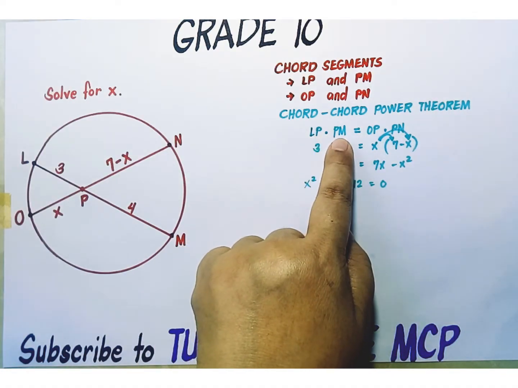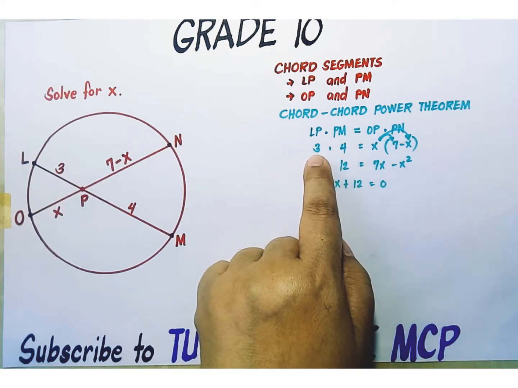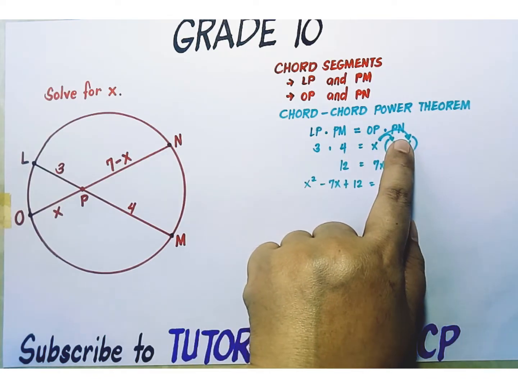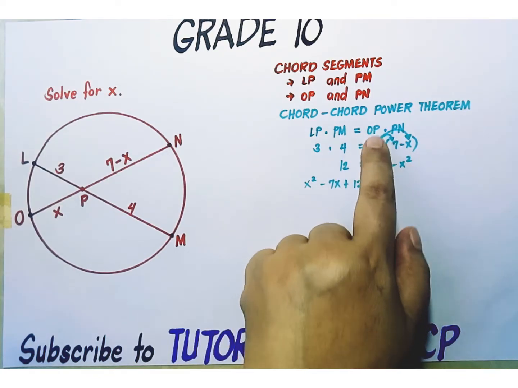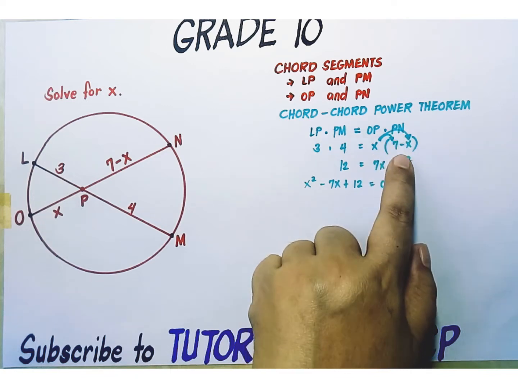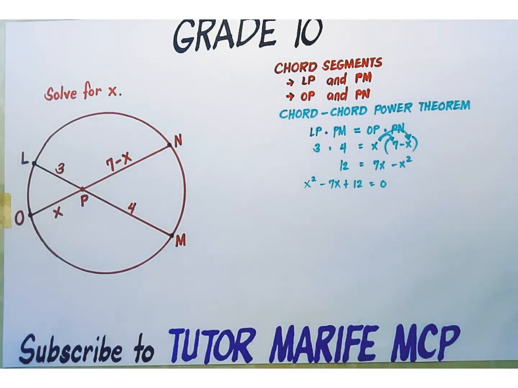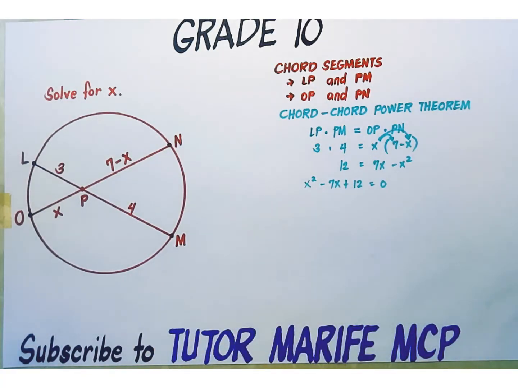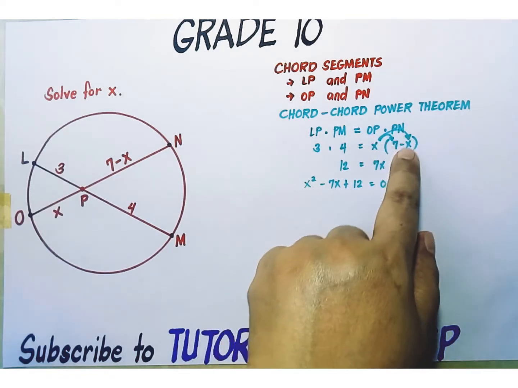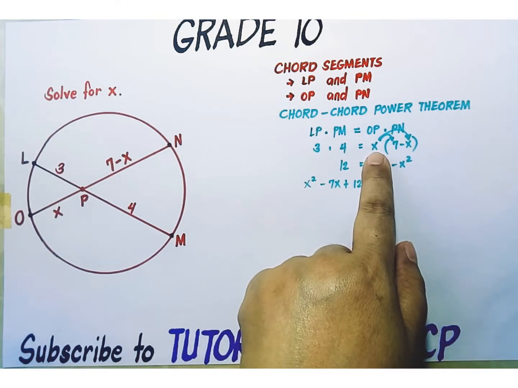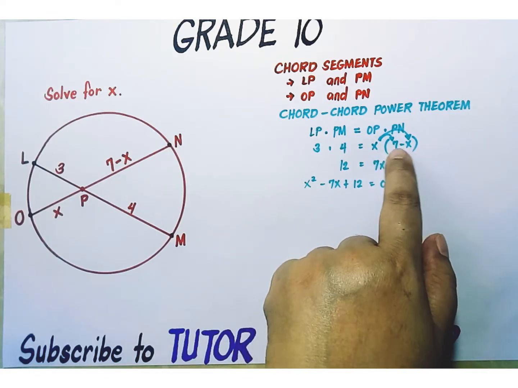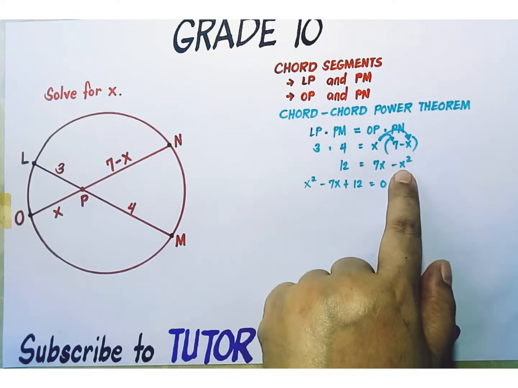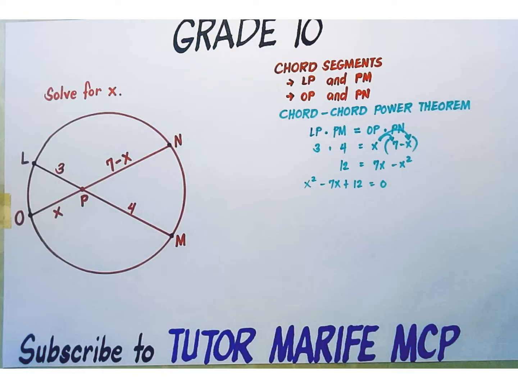Replace LP and PM with their given values. LP is equal to 3, PM is equal to 4. Replace OP and PN with their representations. OP is represented by x, PN is represented by 7 minus x. Simplify left side, 3 times 4 is equal to 12. Use distributive property of multiplication on the right side. Distribute x into each of the terms inside the parentheses. X times 7 is equal to 7x. X times negative x is equal to negative x squared.